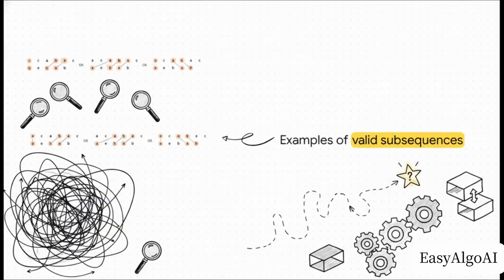Take a look at our two source strings here, akabak and aebab. You can see how we're drawing connections between the matching characters. Now, the naive approach to finding the longest common subsequence would be to just generate every single possible combination for both strings and see what the longest match is. But honestly, that is horribly inefficient. The number of combinations just explodes exponentially. There's no way we're doing that. We desperately need a smarter path, and that's exactly where dynamic programming steps in to save the day.